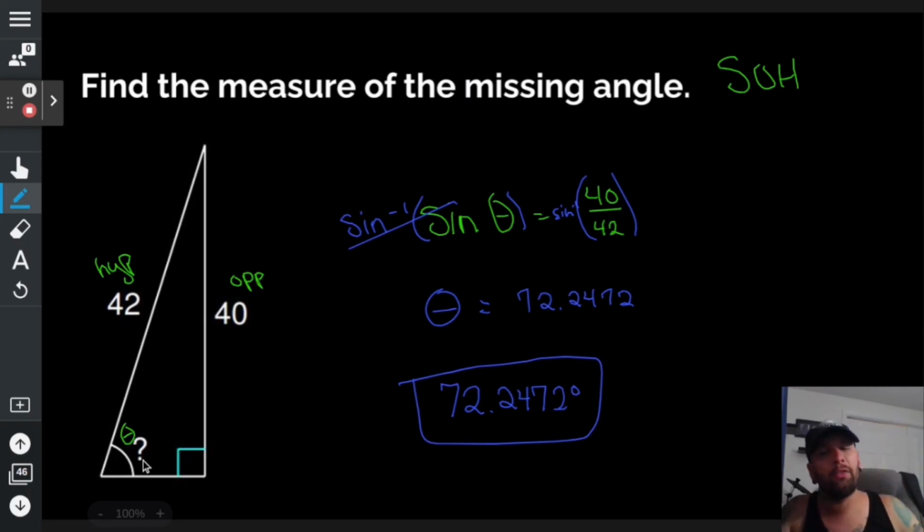So again, I look at this triangle. I need to find the missing angle. If I need to find the missing angle of a right triangle, and I'm not given the other angle but I'm given two sides, we're going to use trigonometry. So I compare my sides to theta, and my sides are hypotenuse and opposite. That requires sine, because sine deals with the opposite and the hypotenuse. So I write out sine theta equals 40 over 42. I need to find theta, so you inverse sine both sides, type it in your calculator. Bada bing.